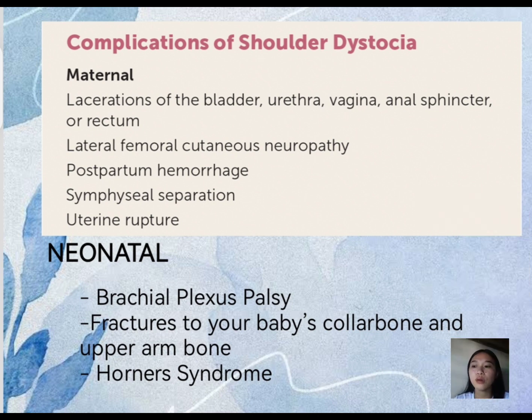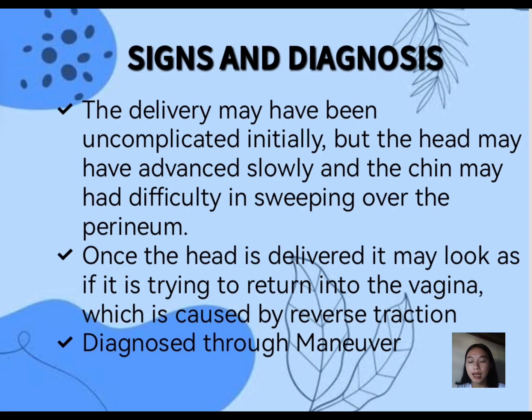So your baby could also experience Horner syndrome. It is a rare neurological syndrome that affects the eye and the surrounding area on one side of the face. So those are just some of the complications that a baby or the mother could experience due to shoulder dystocia. The signs and diagnosis.